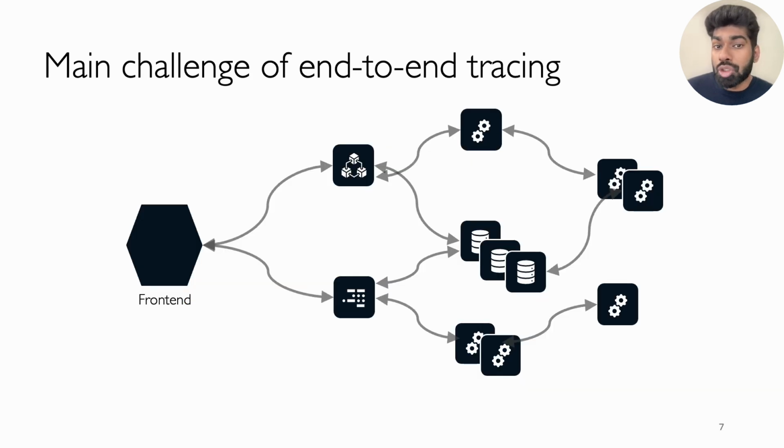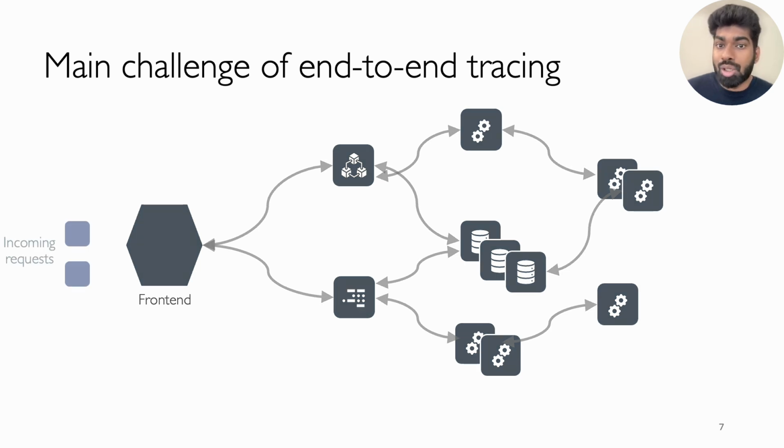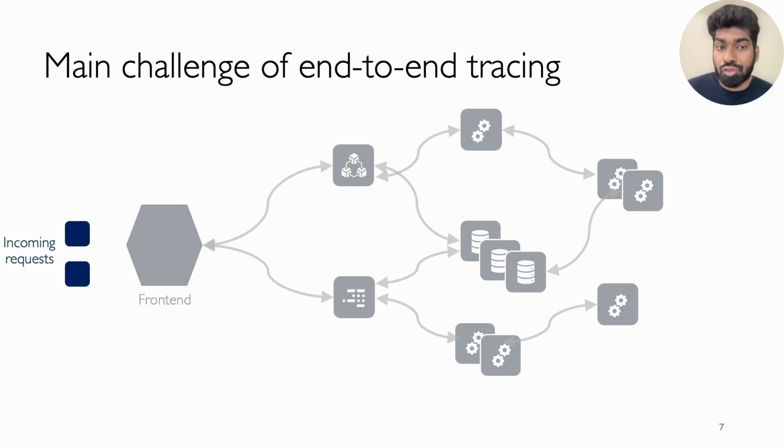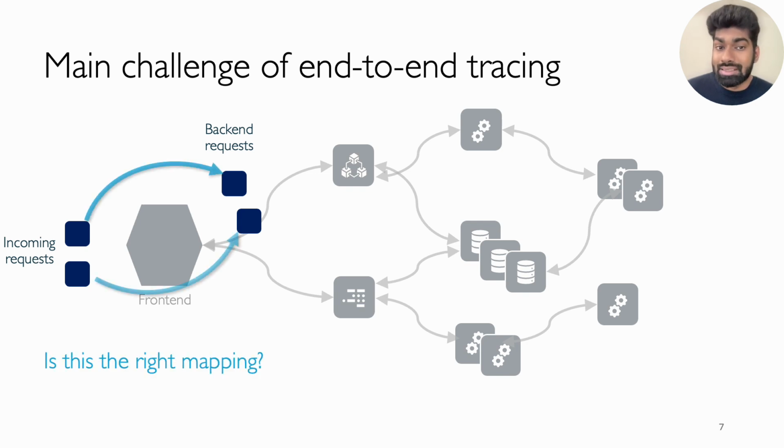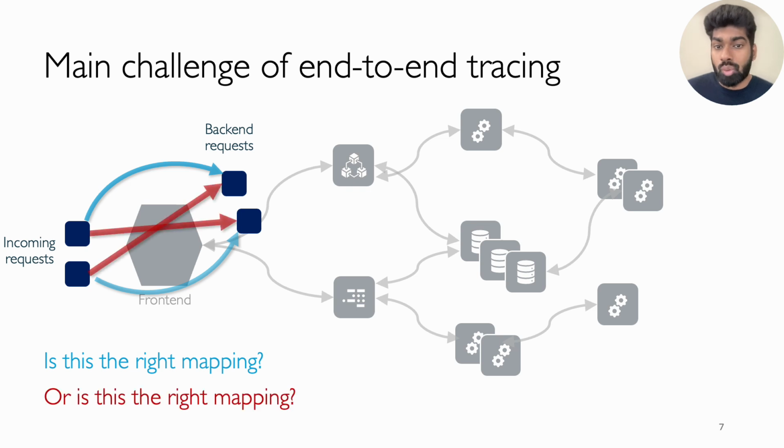So it sounds like end-to-end traces are great to have. So then what's the challenge with getting such traces? The fundamental challenge is the following. So let's say you have a couple of incoming requests arriving at your front end. Now, in order to service them, the front end might issue a couple of backend requests. The fundamental challenge lies in trying to map these incoming requests to the backend requests. For example, is this the right mapping, or is this the right mapping?